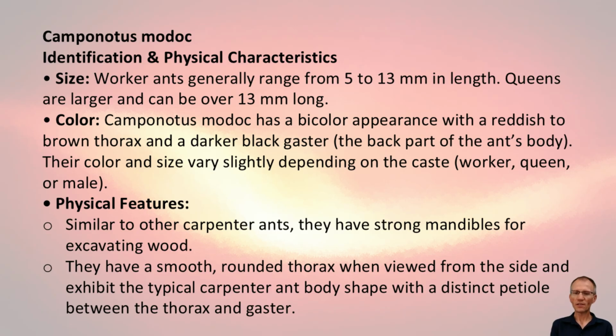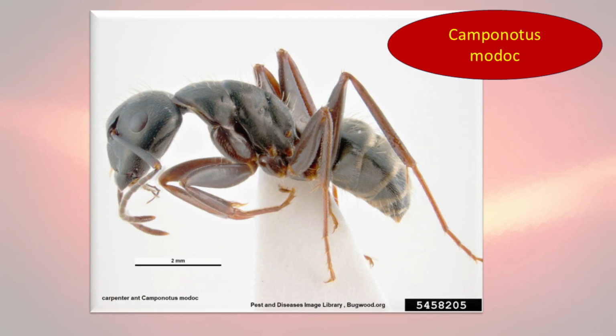Physical features. Similar to other carpenter ants, they have strong mandibles for excavating wood. They have a smooth, rounded thorax when viewed from the side, and exhibit the typical carpenter ant body shape with a distinct petiole between the thorax and gaster. Please take a moment to review the image of the Camponotus modoc.